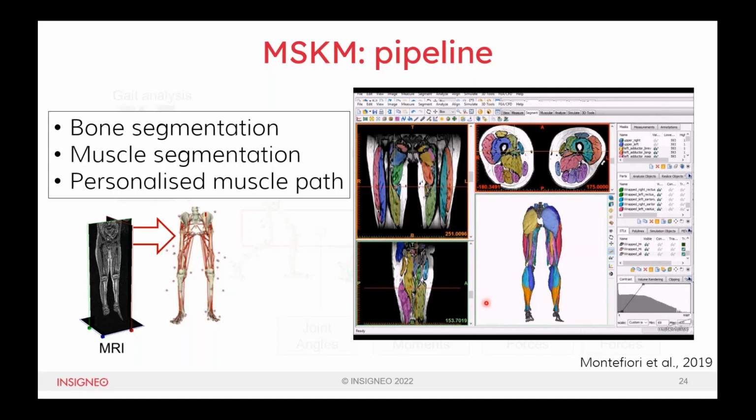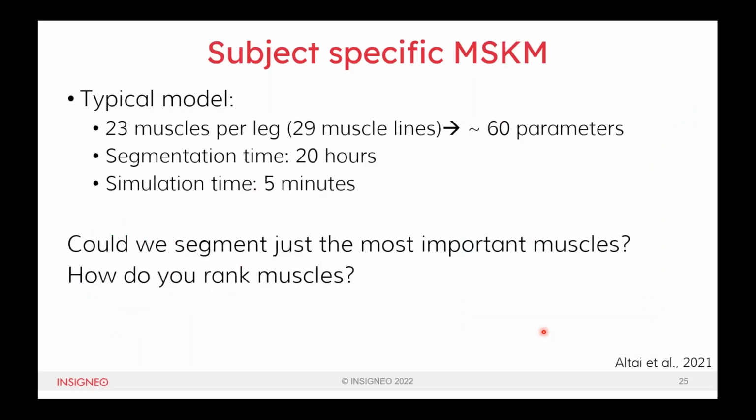very precise estimates of the inertial properties of the lower limb, and also of the parameters associated with the muscle that describe how the muscle generates force. And if you use this sort of pipeline, you will end up with a model that is extremely representative of the patients that you are studying. Now, a typical model usually contains 23 muscles per leg, and they are split into 29 muscle lines, so roughly you have 60 parameters.